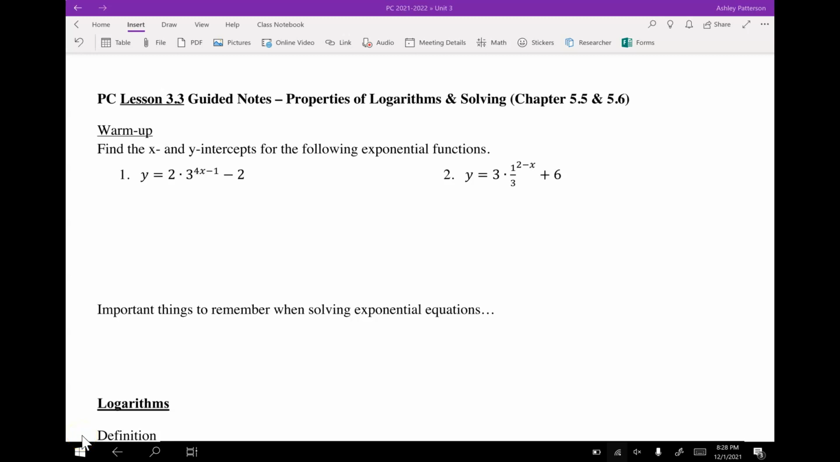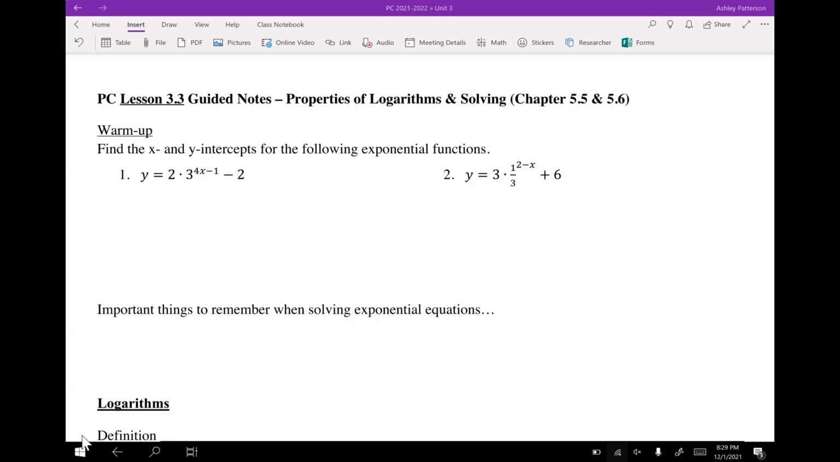Hi everyone. Okay, we are doing lesson 3.3. I'm sorry I'm not there with you. My surgery got pushed back a little bit later in the day and threw everything off. So everything went well, but here I am, just my voice.